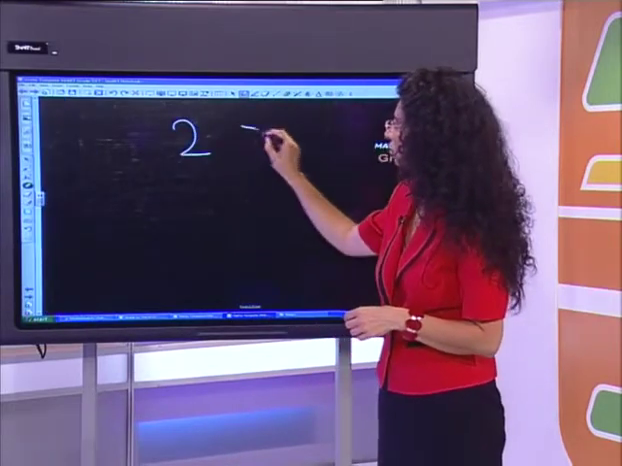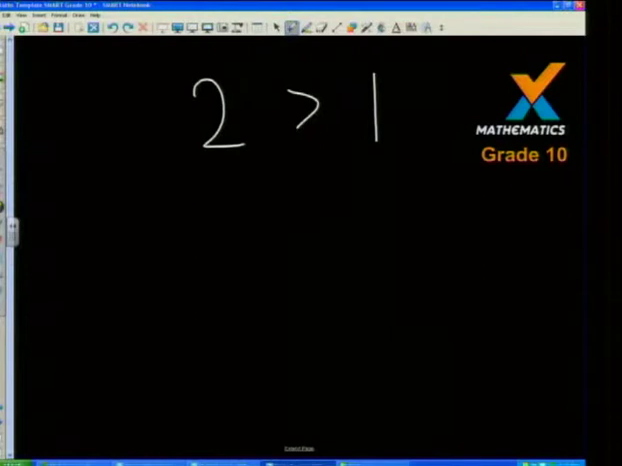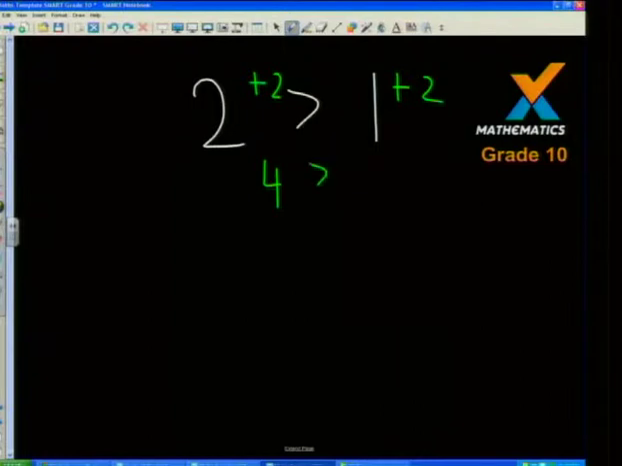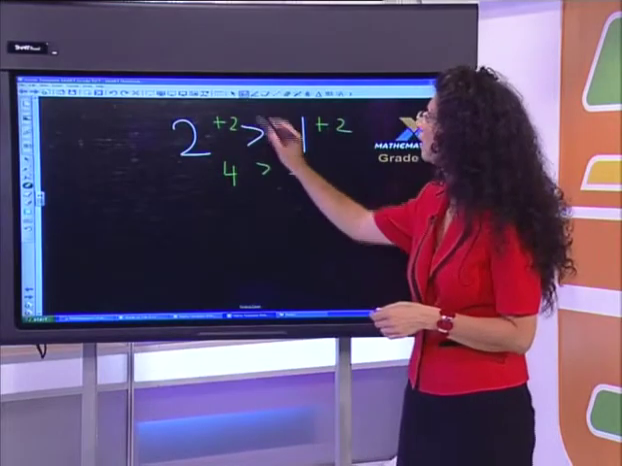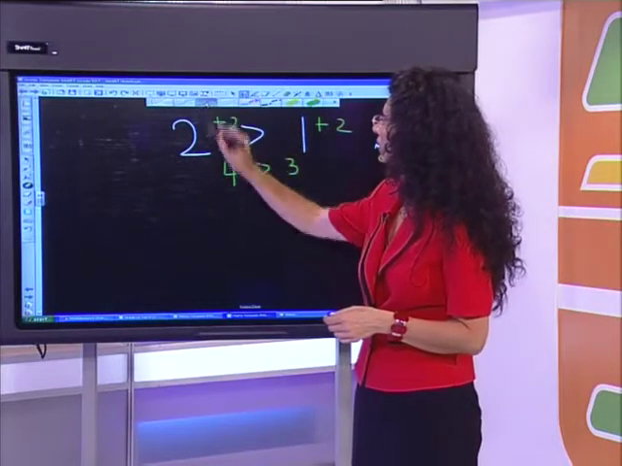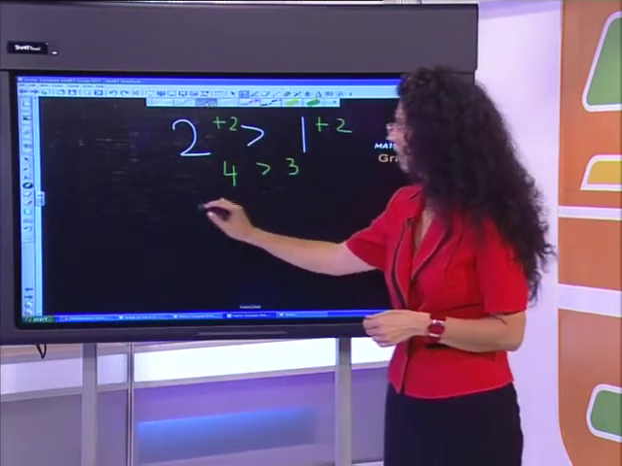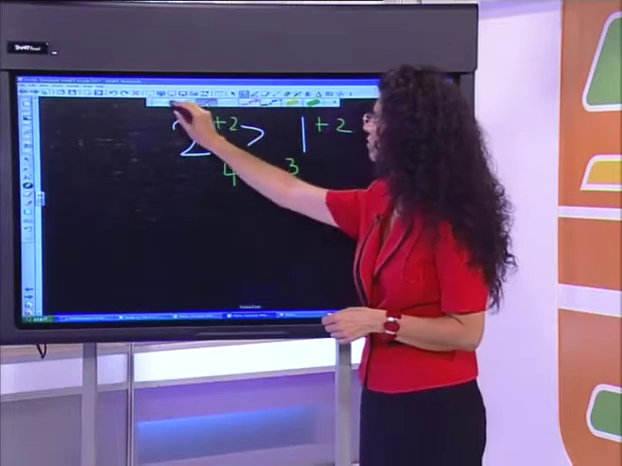If I say that 2 is greater than 1, then if we perform all the primary operations on here, if I add 2 onto the left and I add 2 onto the right, then is 4 still greater than 3? Is that still a true statement? Absolutely. If I multiply, and let's just get back to the original.